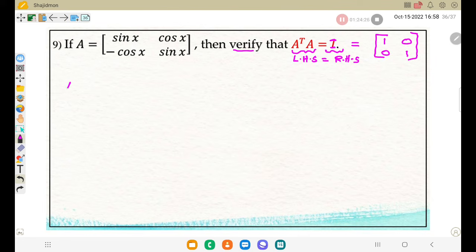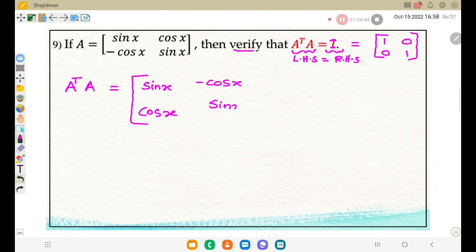So A transpose multiplied by A equals what? What is the A transpose matrix? For the A matrix, just rotate: the first row, sin x and cos x, is written as the first column, and the second row, minus cos x and sin x, is written as the second column. A transpose matrix multiplied by the A matrix, which is the same: sin x, cos x, minus cos x, sin x.